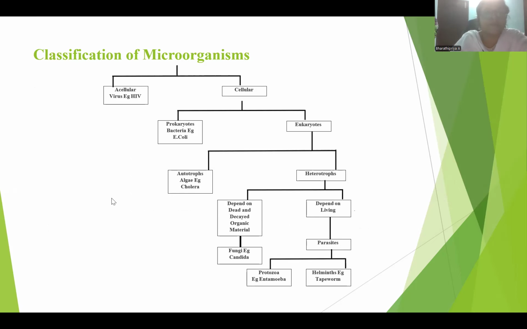In this slide, the classification of microorganisms is explained as a flow chart. They can be classified based on whether they are acellular or cellular. Acellular includes viruses, for example the HIV virus. Acellular does not have a proper cell structure, so it does not carry out any metabolic activities and requires a host to replicate. Whereas cellular has a formal cellular structure, so it does not require any host for replication.